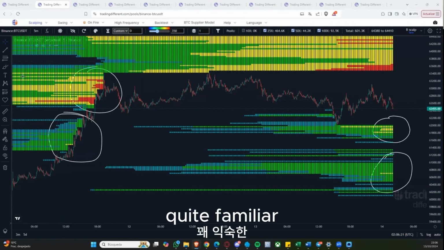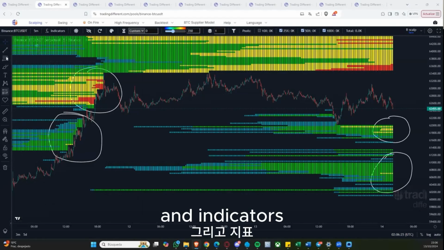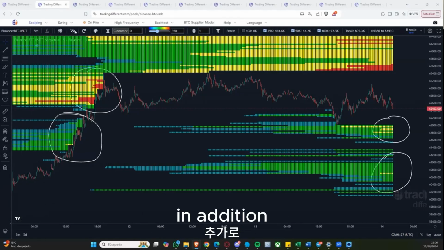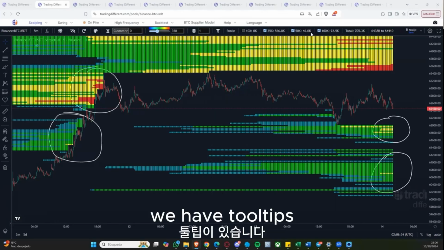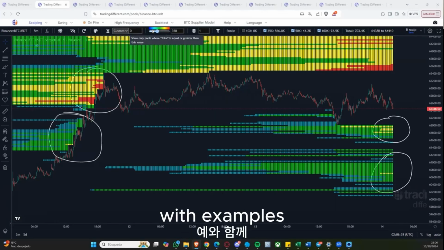The chart is quite familiar, as we use the TradingView library. We have all the tools and indicators to add. In addition, we have different types of tools and filters. Each tool and filter has its tooltips, which are references about what each element is, with examples.